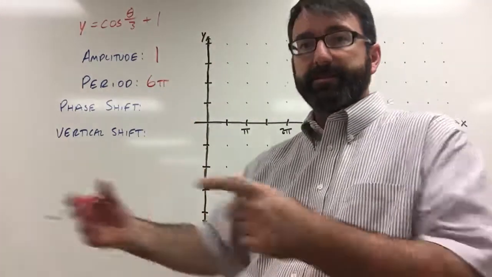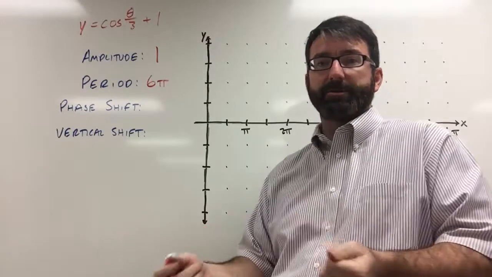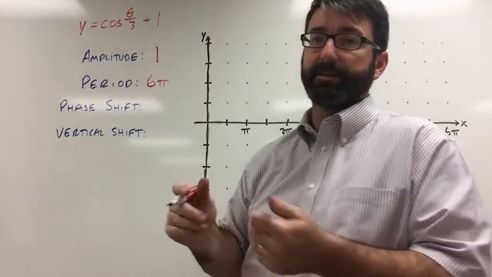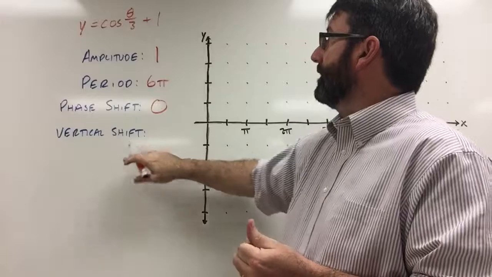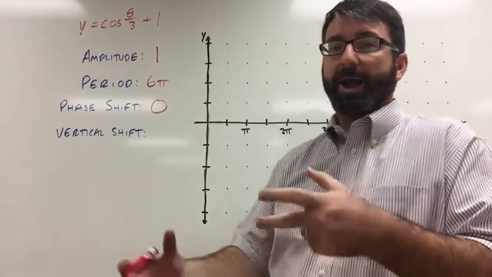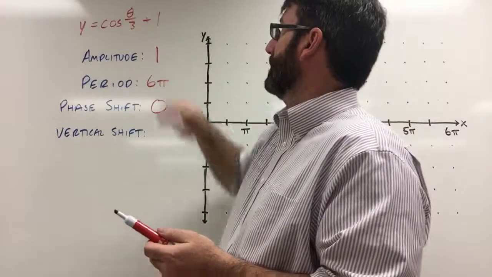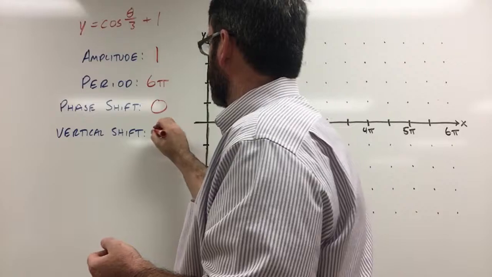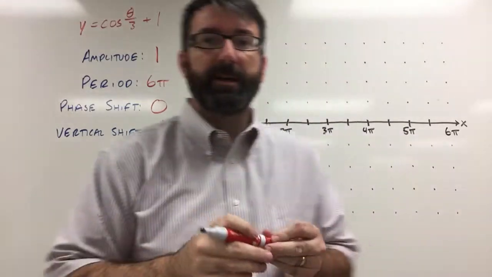Our phase shift, that's the horizontal shift that comes from adding or subtracting some number inside the parentheses. There's no parentheses on this, so our phase shift is just 0. And then our vertical shift is going to be what we're adding to or subtracting from the entire function. Here we're adding 1, so we're going to be shifting our function up 1. So our vertical shift is plus 1. All right, now let's graph it.